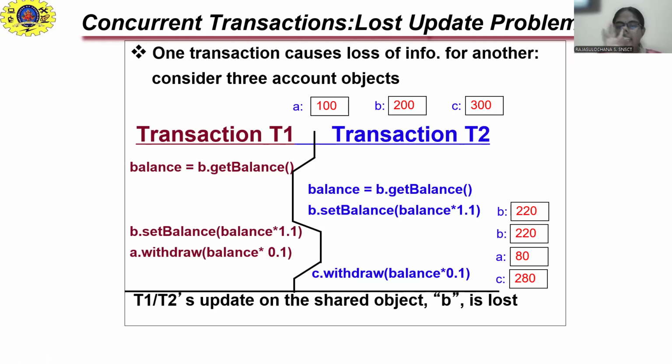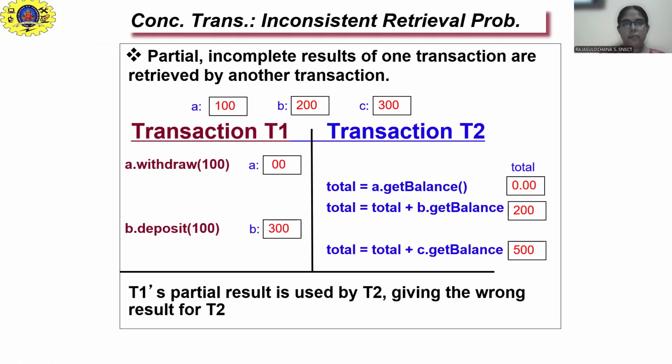After withdrawing the balance from account A, it becomes 80 rupees. Now C withdraws the balance. It becomes 280 rupees. Here, the transaction T2's update on the shared object B is lost, because transaction T2 has already updated the account balance of B as 220 rupees. Now if transaction T1 is updating, the amount should be greater than 220, but it still remains 220 rupees, which means transaction T1 lost the update made by transaction T2 on B. So this is called the lost update problem.